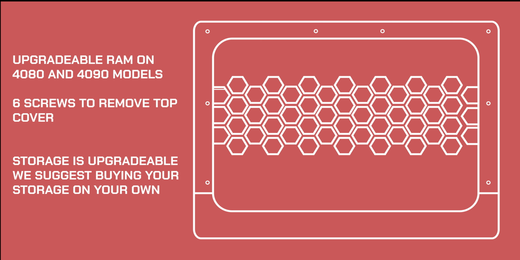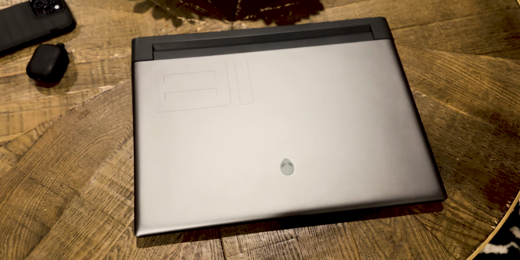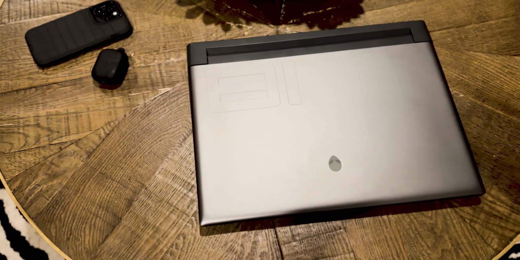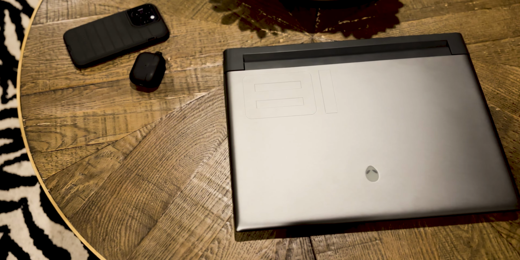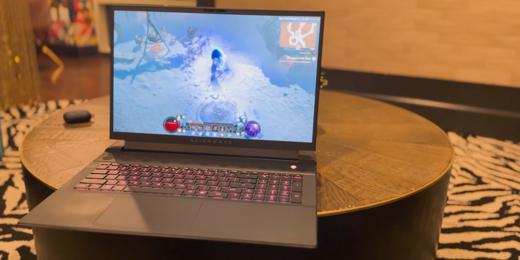Portability is not a concern here. This notebook is lighter than the Alienware 18 was by nearly 4 pounds, but it still isn't light or portable. The system ships with a 330-watt charger that is quite large. Build quality here is excellent.